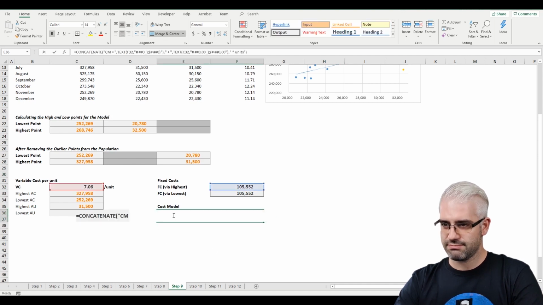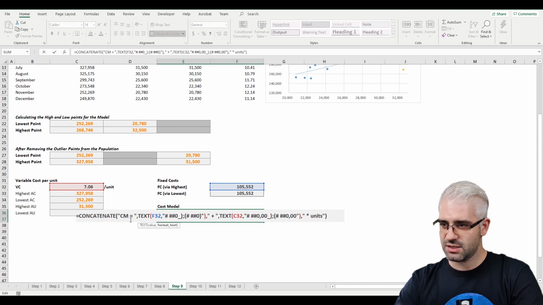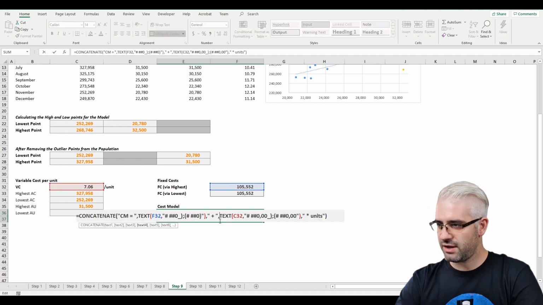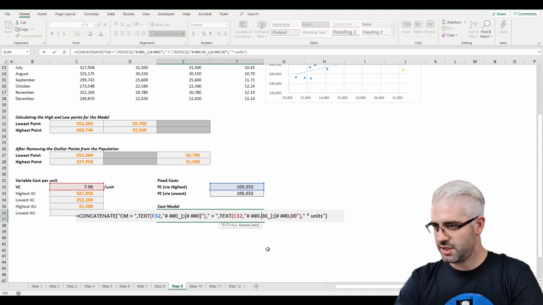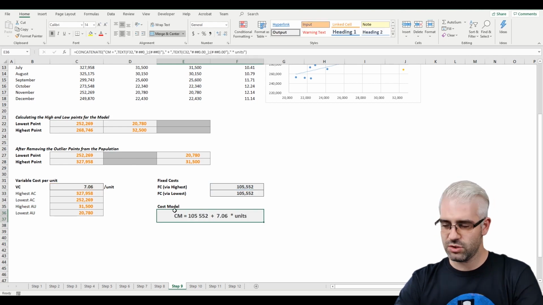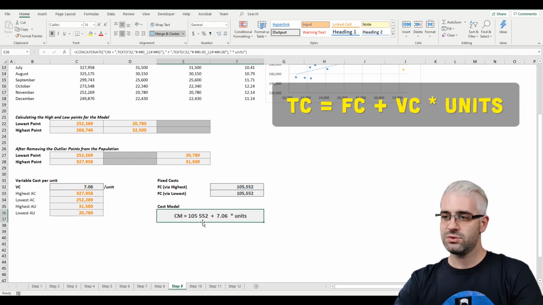This is just a complex concatenate function that you can pause and look at, using the TEXT function and some formatting to make it look all nice. And I see that I have an error here. Okay, this needs to be a dot. Okay, this is my cost model. So the total costs are equal to 105,552 plus 7.06 for each unit.